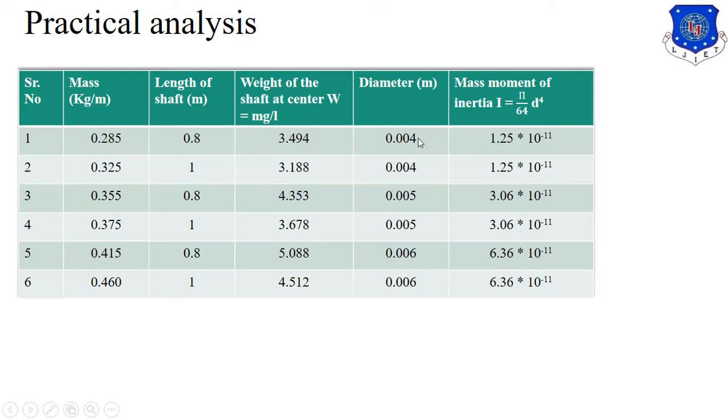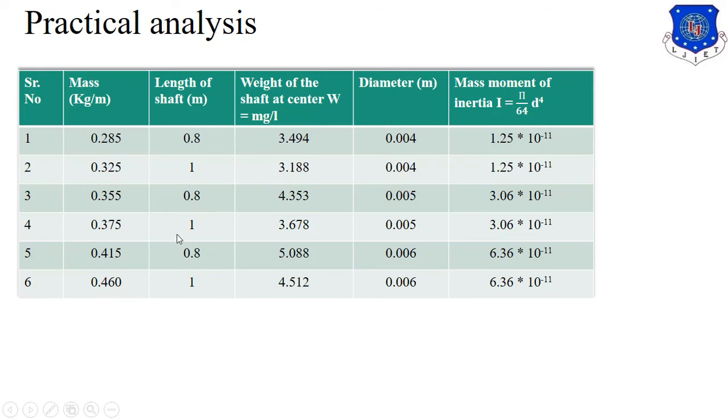each and every shaft has a different weight, depending on the material property. We are taking the material as mild steel only, and there are different diameters. We are taking 3 different diameters: 4 mm, 5 mm and 6 mm. We have taken 2 different lengths: one length is 0.8 meter and another is 1 meter.